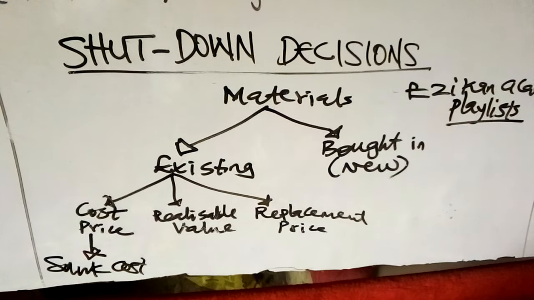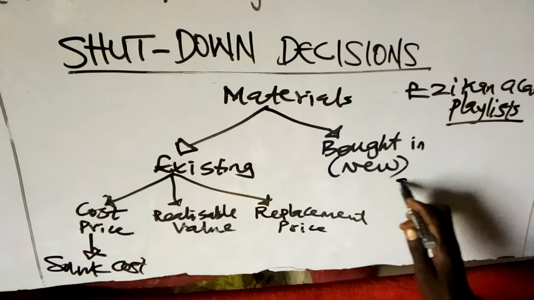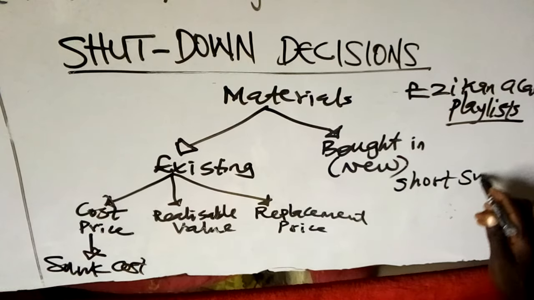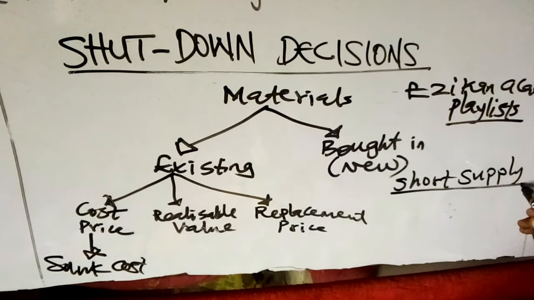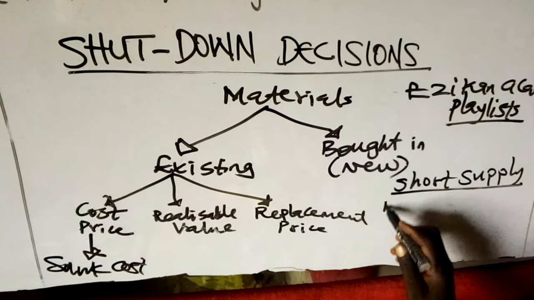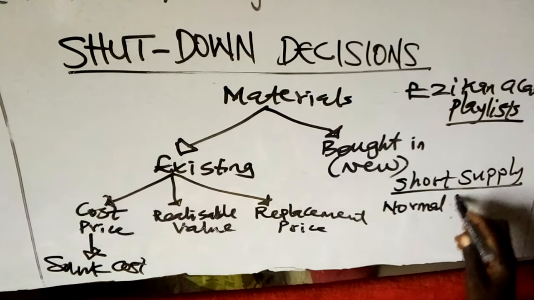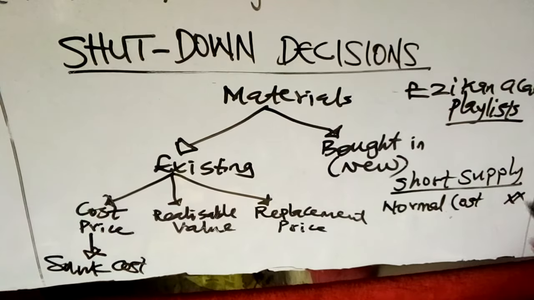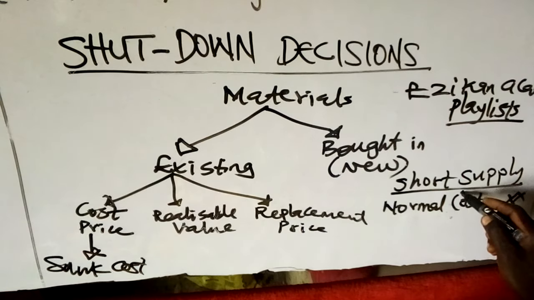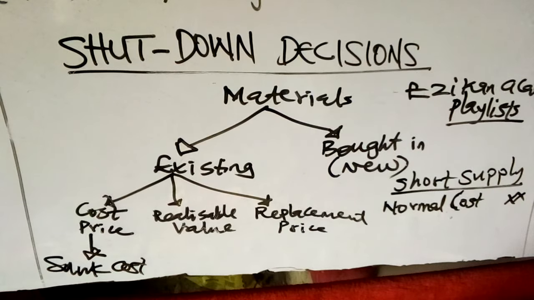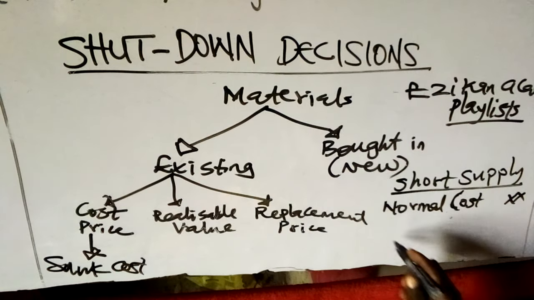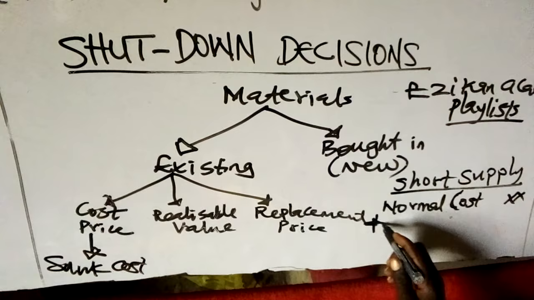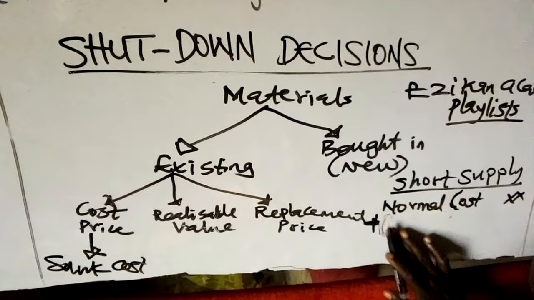Relevant cost in this case, where the materials are in short supply, will be the normal cost of the material. That is, if you want to buy it, the amount it will cost you, the normal cost of that material, plus lost contribution in other departments.